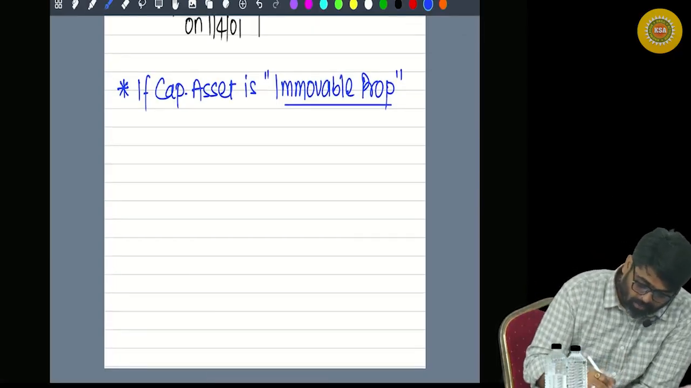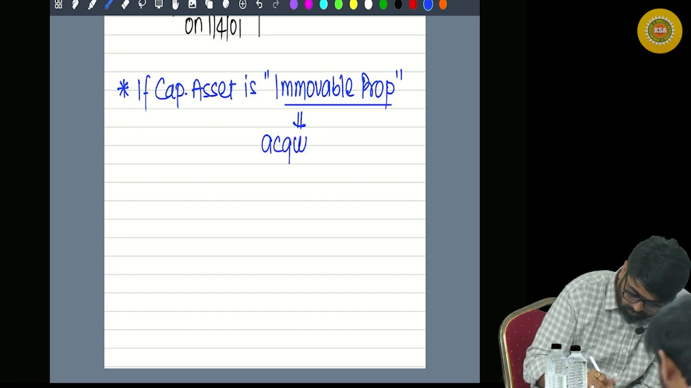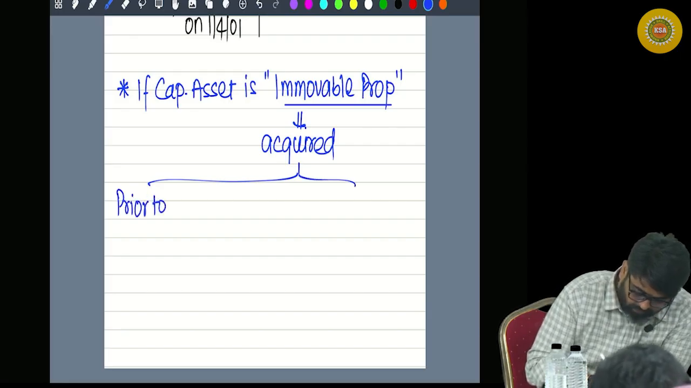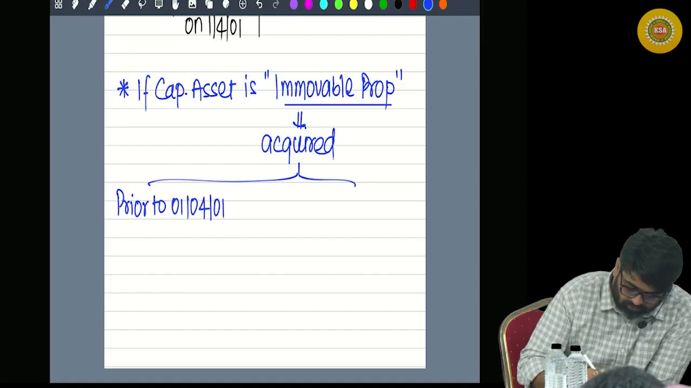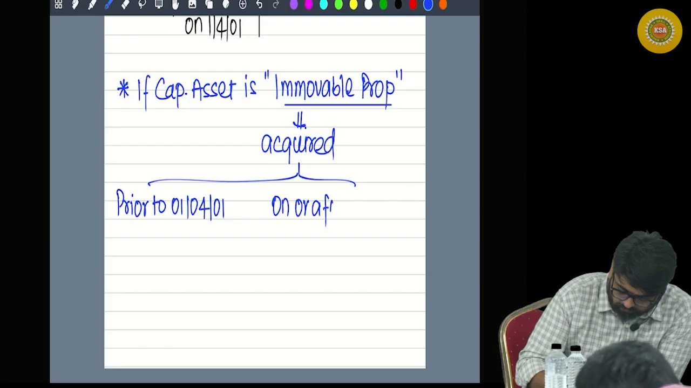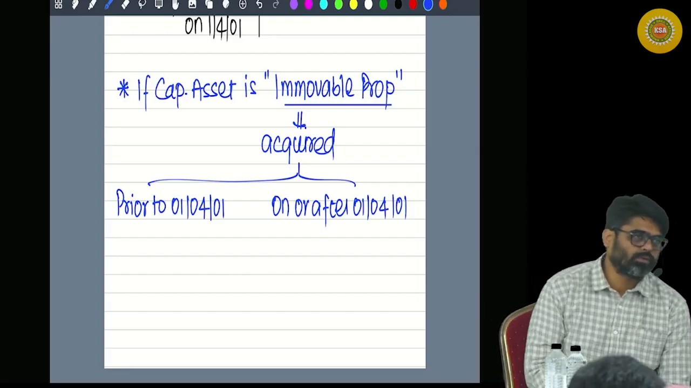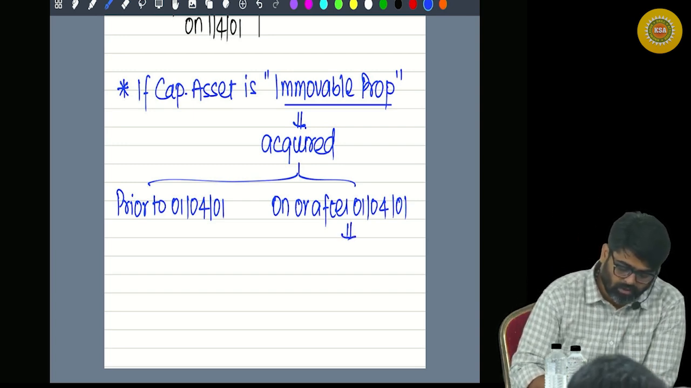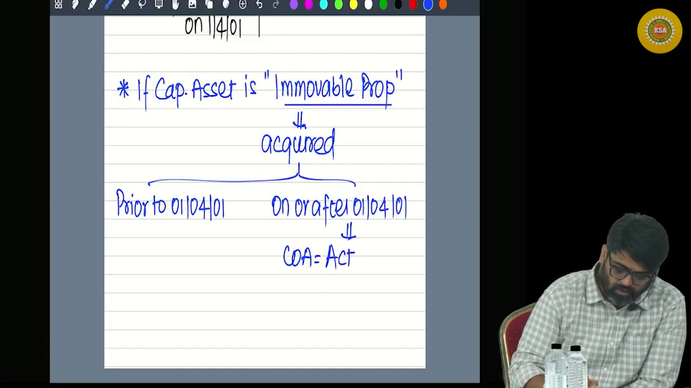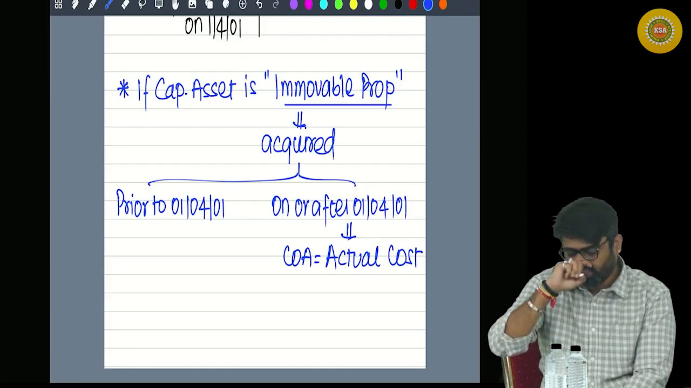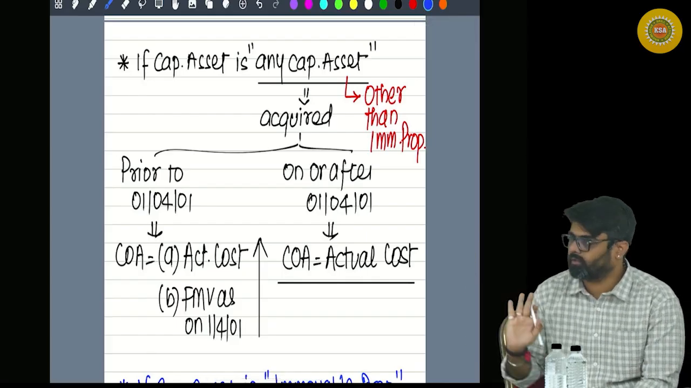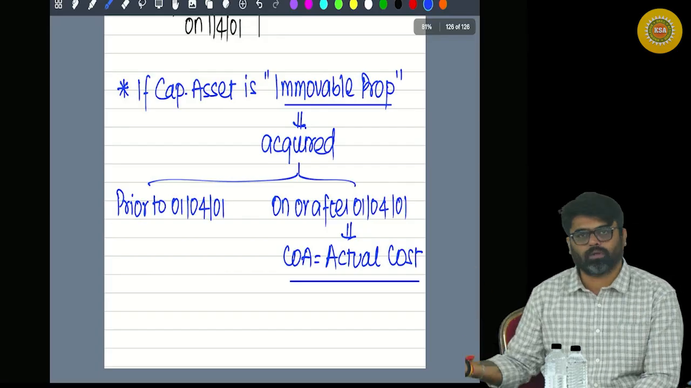Now tell me, if the immovable property was acquired prior to 1st April 2001 or on or after 1st April 2001. See, here what will be the cost of acquisition? Come on, tell me. It will always be actual cost. Yes or no? So if it is any asset, actual cost is cost of acquisition. Even if it is immovable property, actual cost is cost of acquisition.